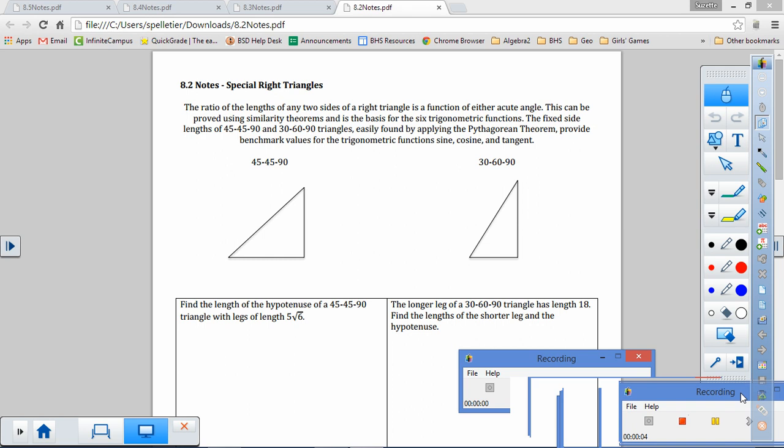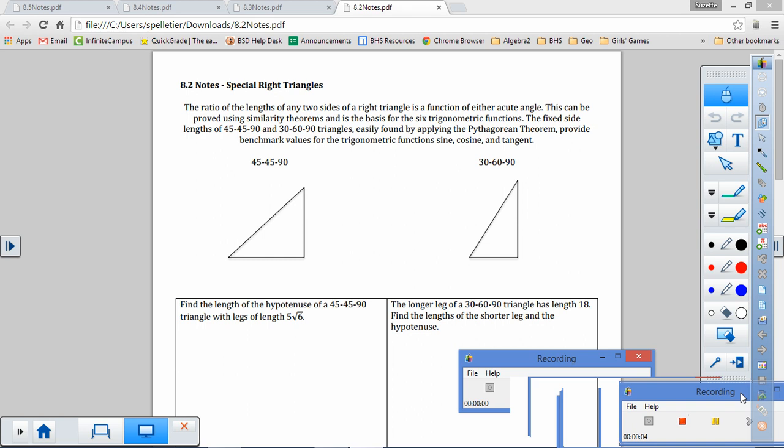Here's the section on special right triangles. So this is the section we mentioned earlier where we were going to be using a lot of the roots and doing some work with those and having to simplify them. So this is the section where you might have to review some of those skills.